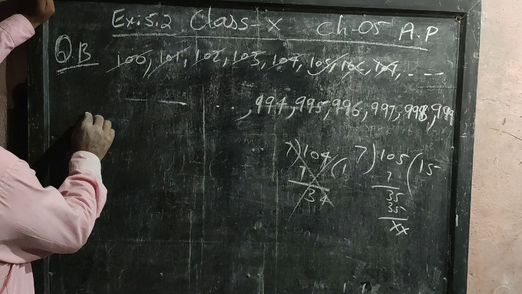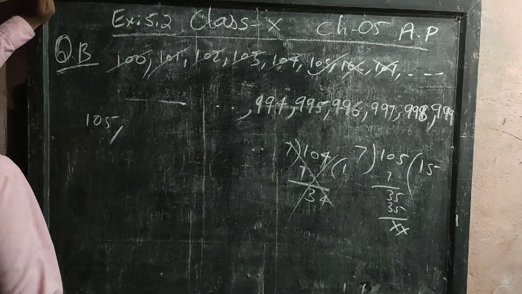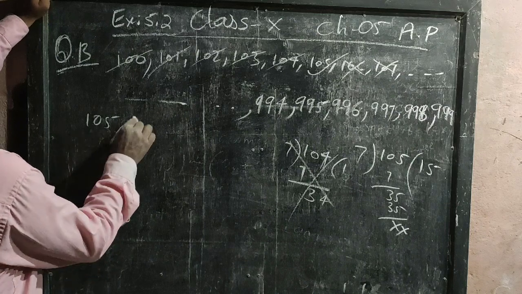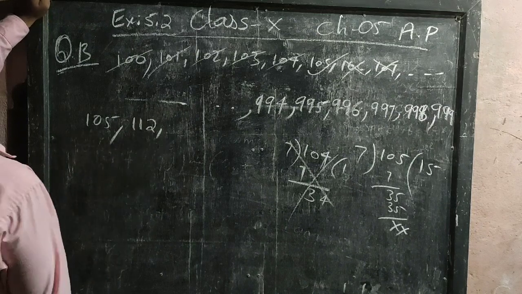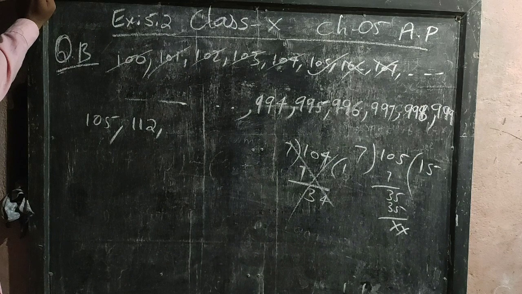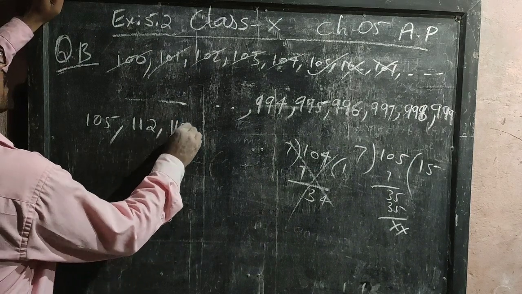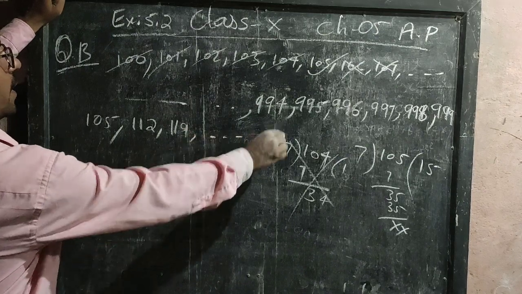So we have got 105 here, which is divisible by 7. And the next number you can calculate by adding 7. So you will get 112 here: 105 plus 7 is 112. And the next number, 119, and so on. In the same way we can calculate here.